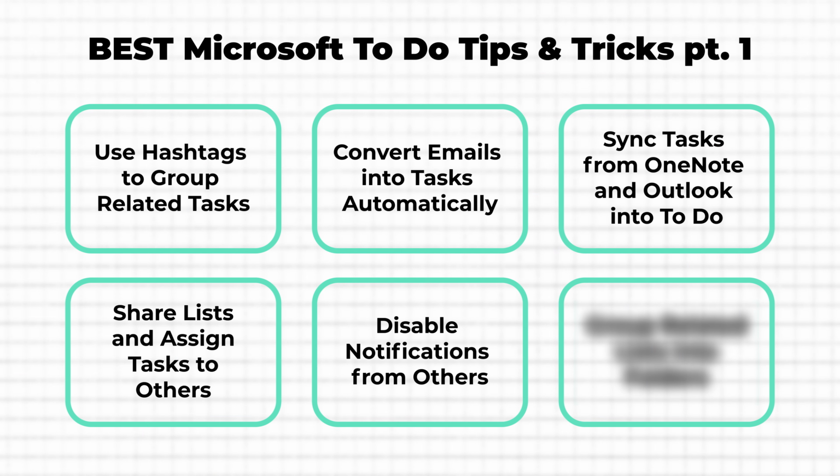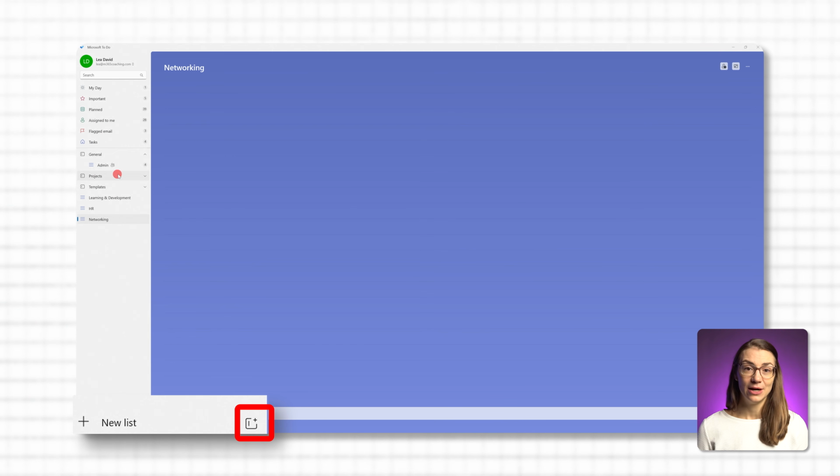In Microsoft To Do, you can group related lists into folders to bring structure and breathing room back to your workspace. Just go to your left-hand sidebar, right-click anywhere below your existing lists and select Create New Group.